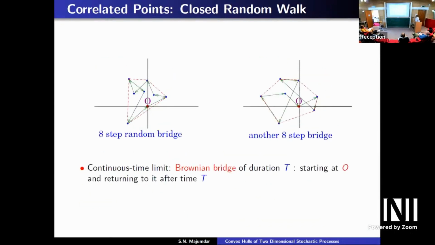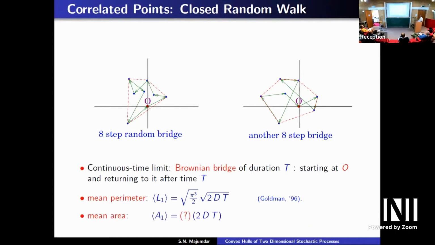Now you can ask the same question. In some applications, what you have is not just a free Brownian motion, but a Brownian bridge. By Brownian bridge, I mean that you retain only those configurations where after a fixed amount of time, the particle comes back to the origin. So for the Brownian bridge of duration t, starting at the origin and returning to the origin, again you can look at the convex hull of different realizations, and you can ask what is the mean perimeter. As you would expect, the time dependence is trivial, but this coefficient here, root pi cubed over 2, was computed by Goldman by a quite complicated method, and the mean area was not even known when we started working on this problem.